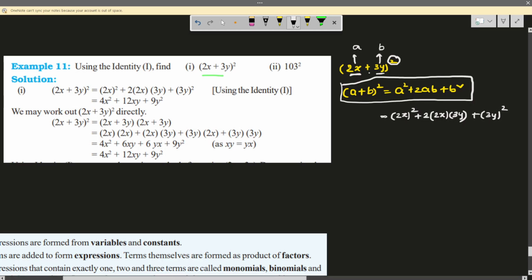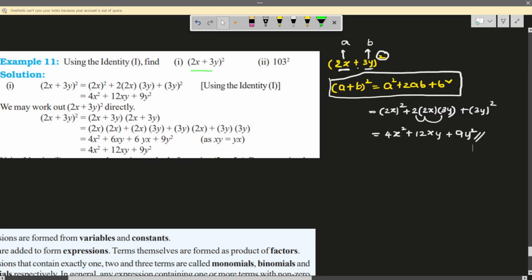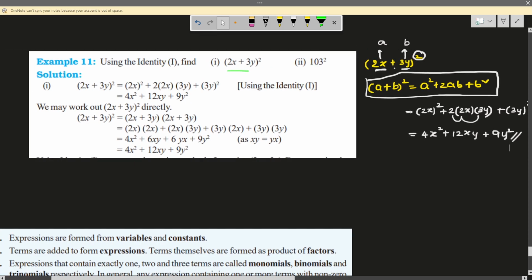So 2x whole square is 4x square. 2 into 2 into 3 is 12xy. And 3y whole square is 9y square. That's it. Okay, so you can expand all these polynomials with the help of this algebraic identity.